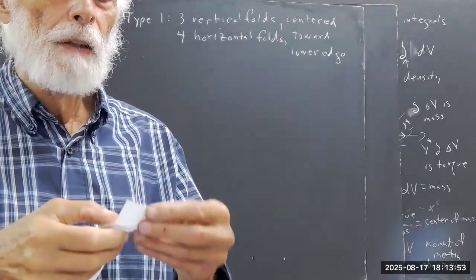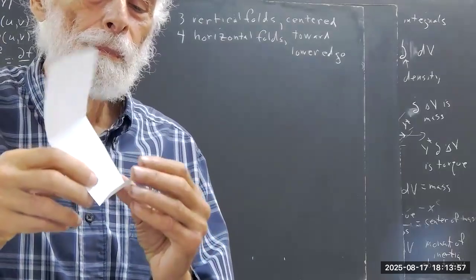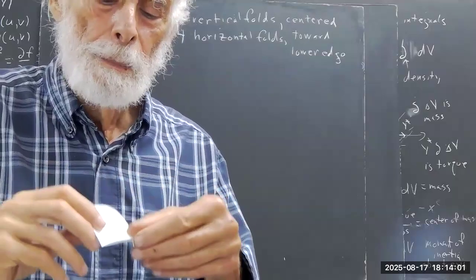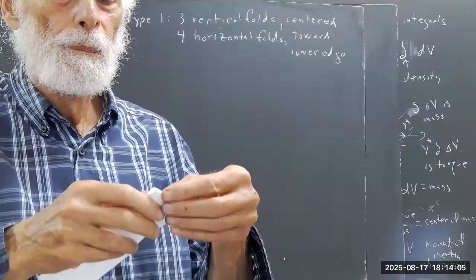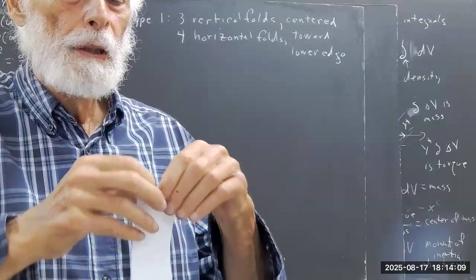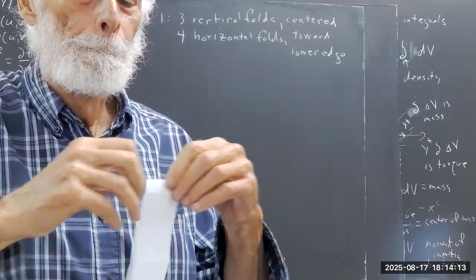And now we're going to make a fourth fold, again, bringing the bottom up to the, we want to go halfway from the last fold to the bottom. So we bring the bottom up to the last fold. And we make a fourth fold.